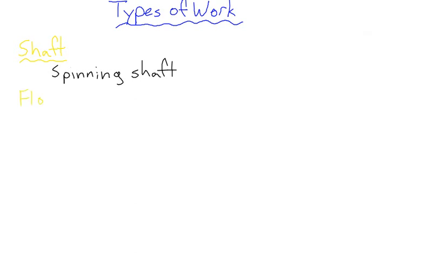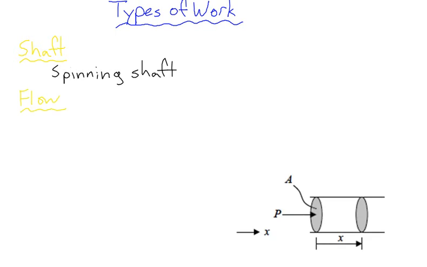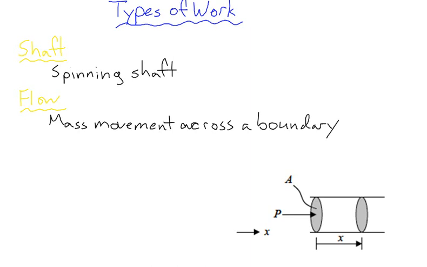Flow work is defined as any work that involves mass movement across a boundary. So you can think of it as any time the actual motion of the fluid, that's the energy that it's getting. That's the flow work. One key note of this is that it's mass movement across a boundary. So by definition, a closed system says that no mass crosses the boundary. Therefore, you can never have flow work in a closed system.